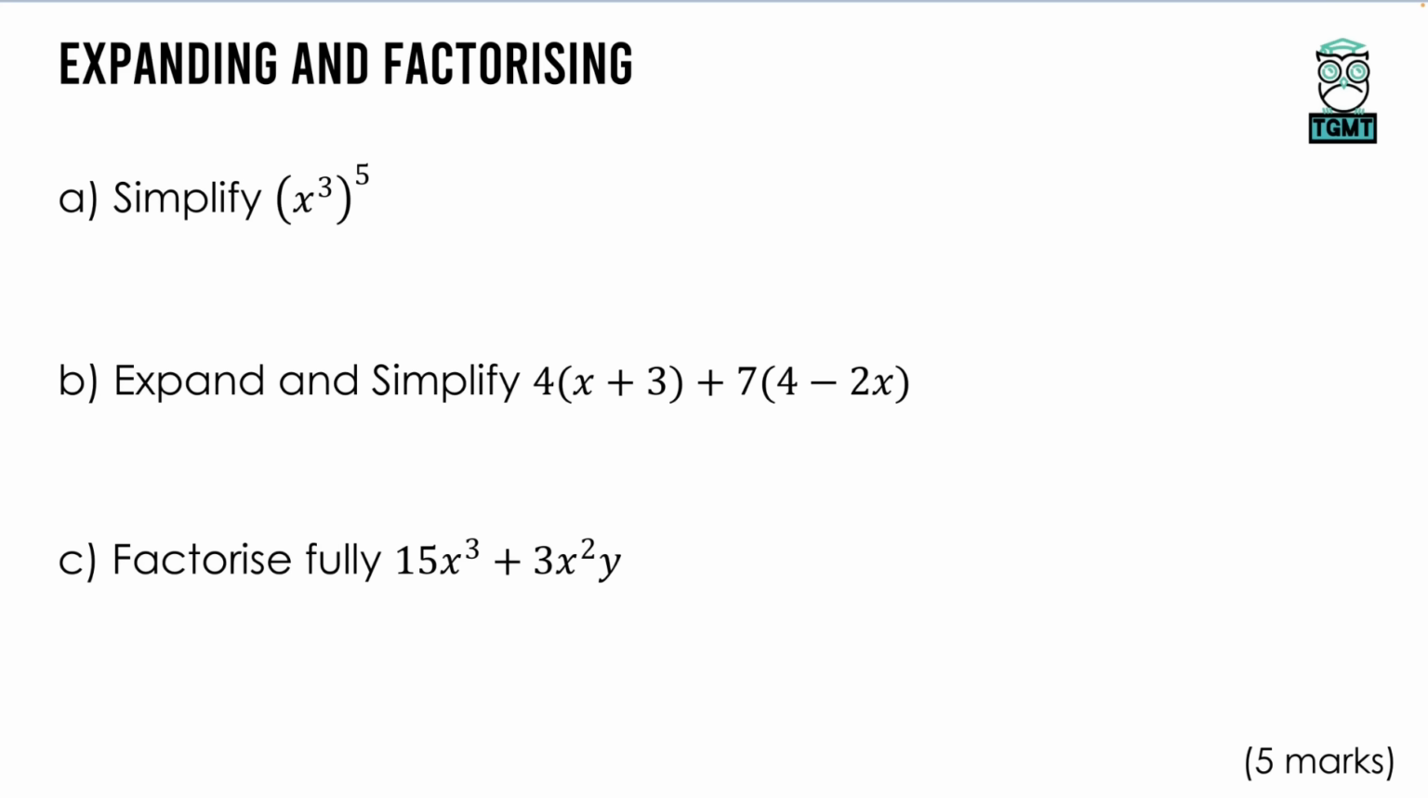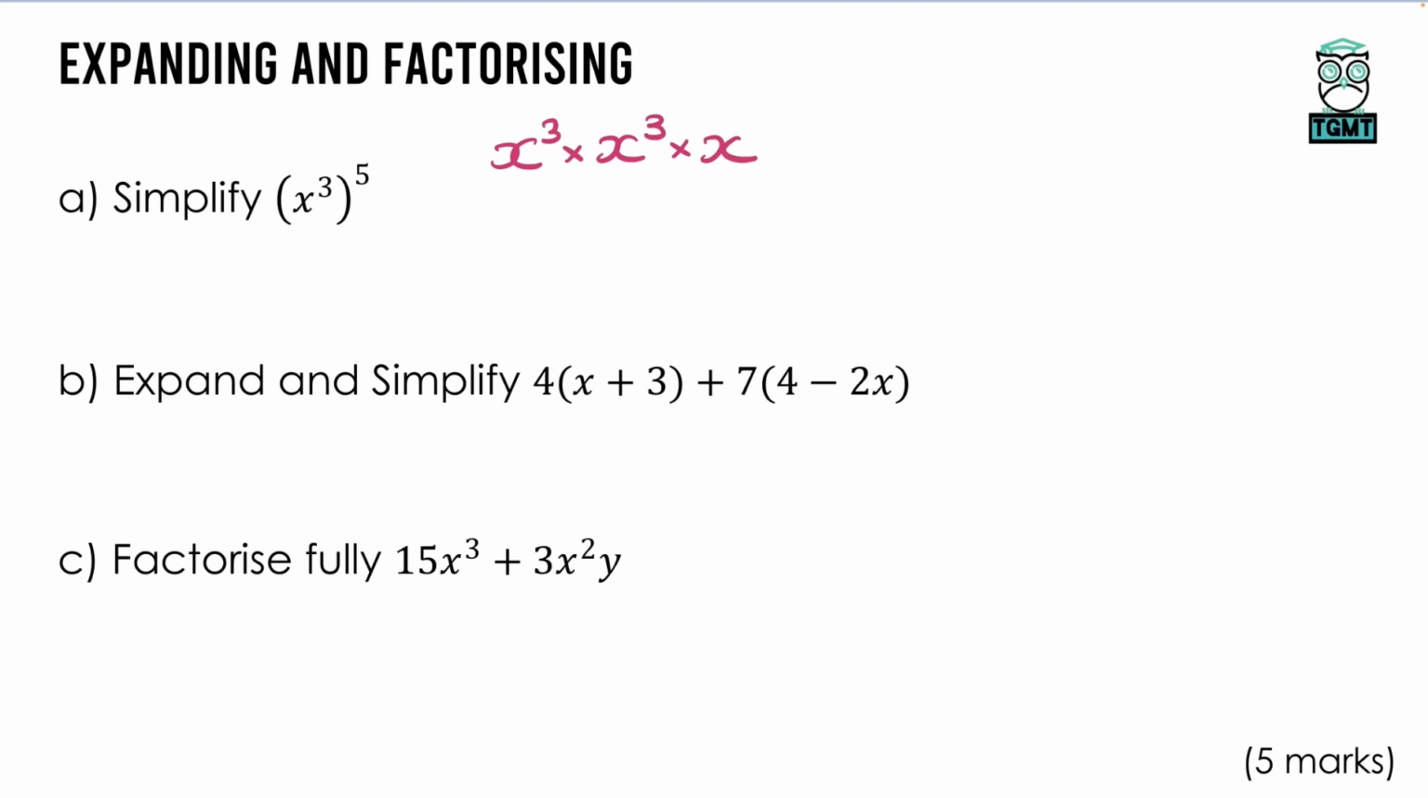Now we have another law of indices here, but we're primarily focusing on expanding and factorising in this question. Now when you have powers in brackets, all you need to do is multiply the powers. That's a quick trick really, because x to the power of 3 to the power of 5 actually means x to the power of 3 times by itself 5 times.